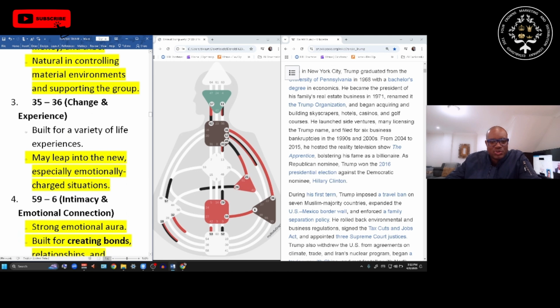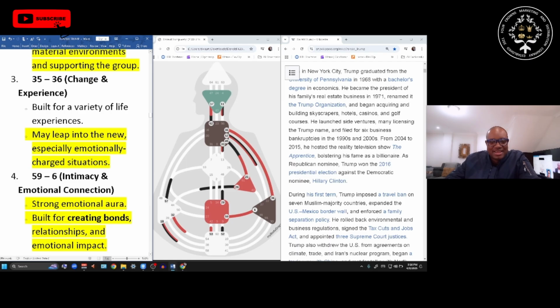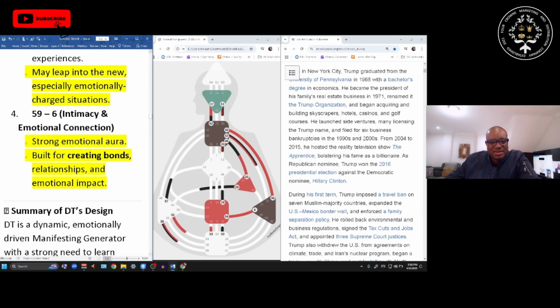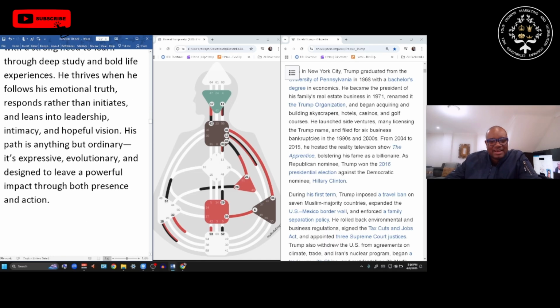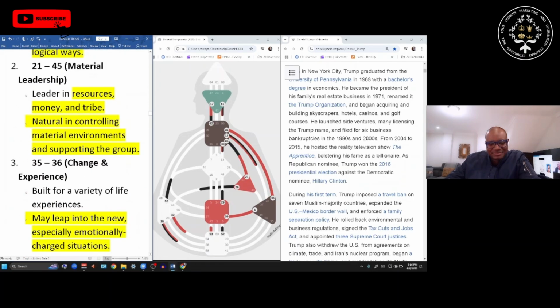May leap into new, especially emotionally charged situations, right? Jumping into the conflict of Ukraine and Russia, jumping into the conflict of Israel and Palestine, and just creating stuff with the tariffs, right? So that's who he is. He leaps into that headfirst, apparently. And he has a strong emotional aura built for creating bonds, relationships, and emotional impact. And that's it there for the Donald.